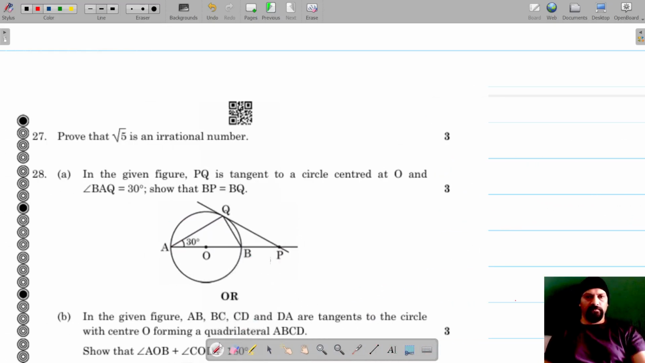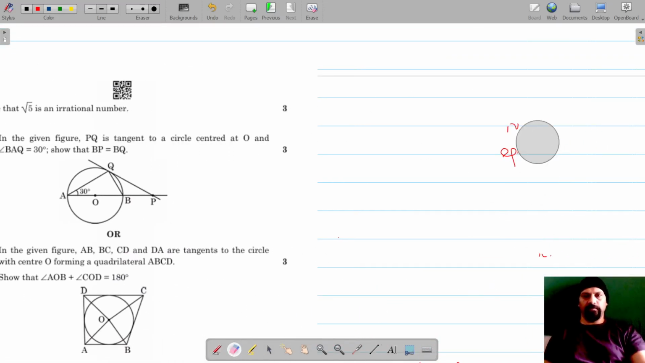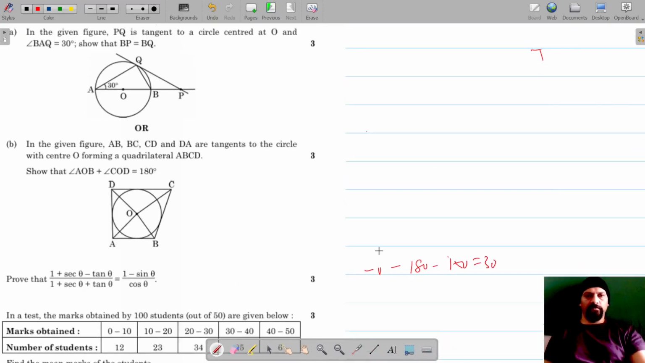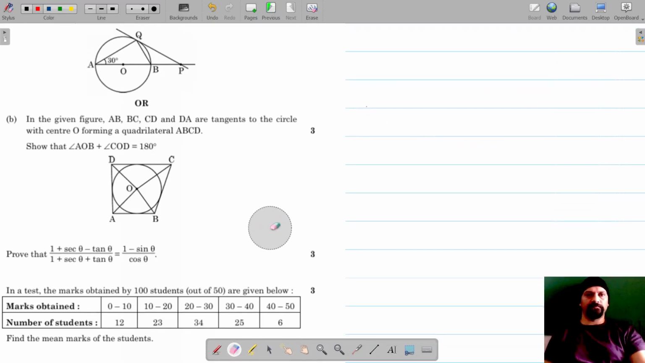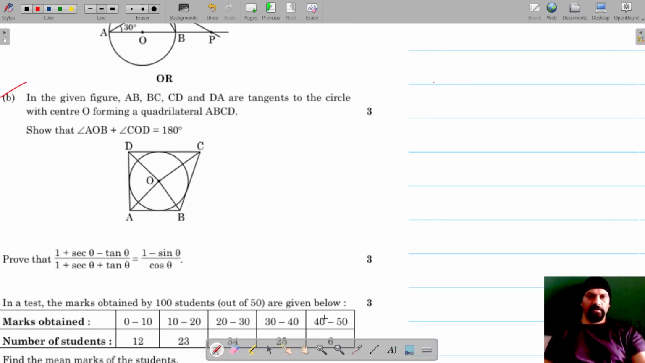So we are done with part A and moving on to part B, where we have to show that angle AOB plus angle COD is 180 degrees. For question part B, it's given that AB, BC, CD, and DA are tangents to a circle forming quadrilateral ABCD that circumscribes this circle. We have to show that angle AOB plus angle COD is 180 degrees.